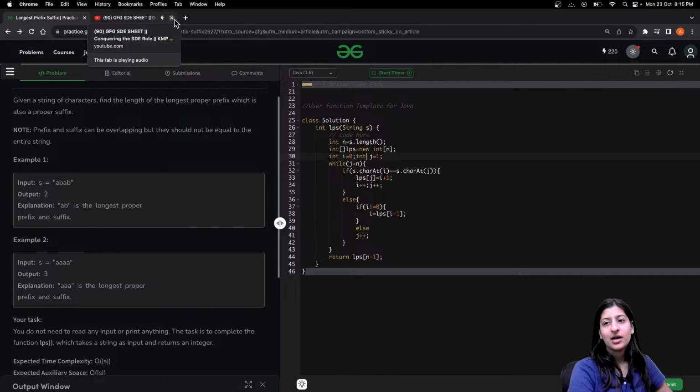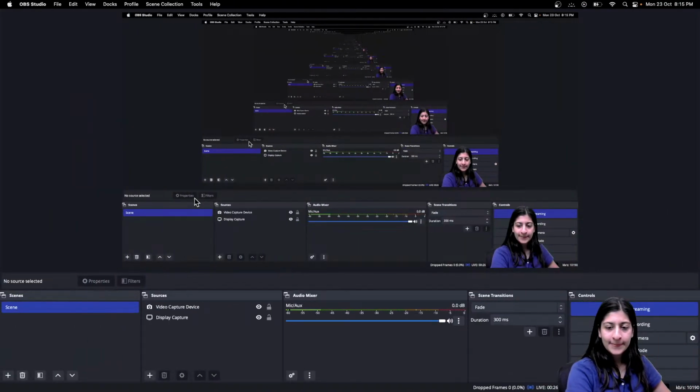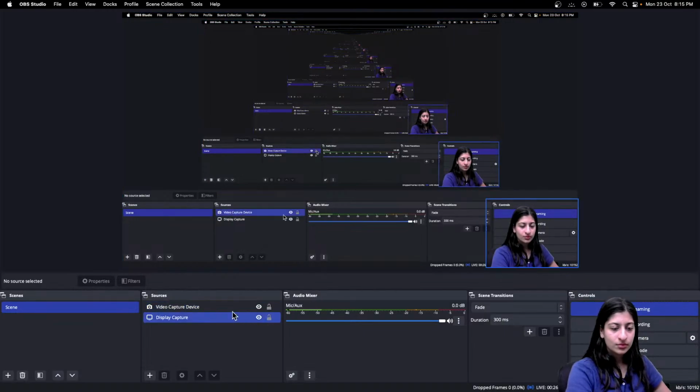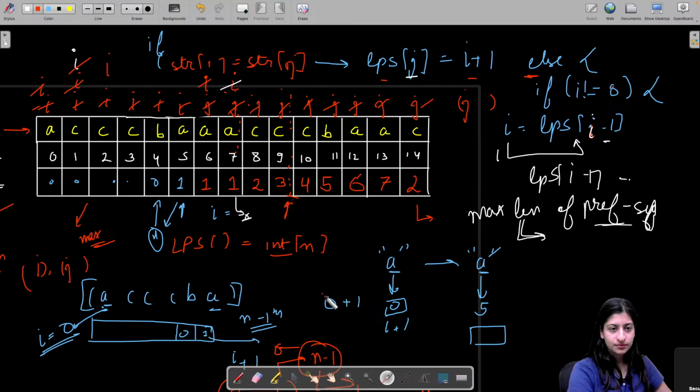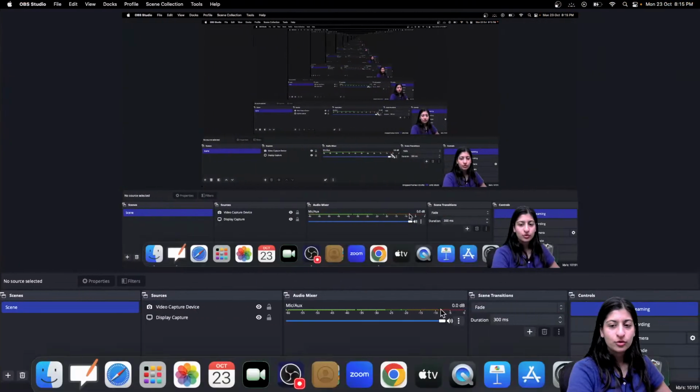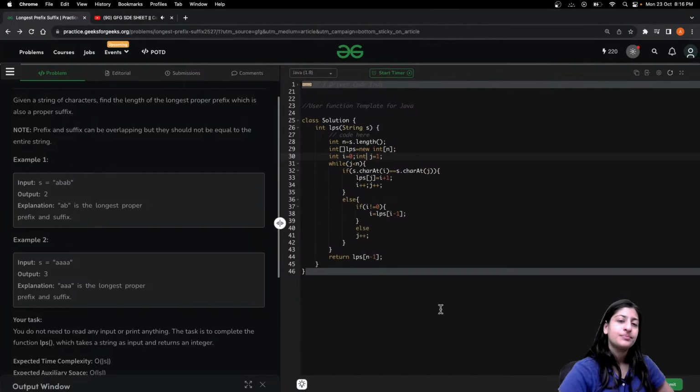So if you guys have any doubts, you can ask me. You can see the pseudocode here, and let me move back to this code. So that was all for today.